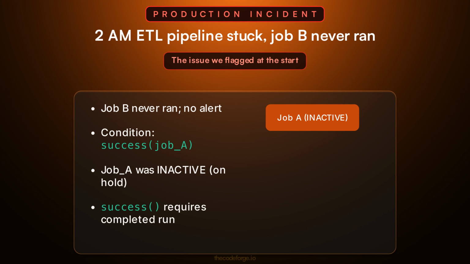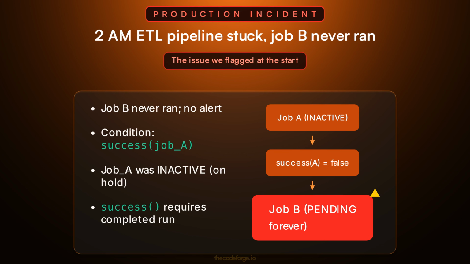This is the same issue we highlighted at the start. Here's exactly why that happened. The ETL pipeline started at 2 a.m., but job B never ran. The condition was success(job A), but job A was not scheduled that day. It was placed on hold as part of a calendar exception.